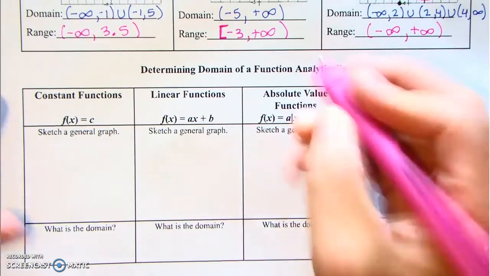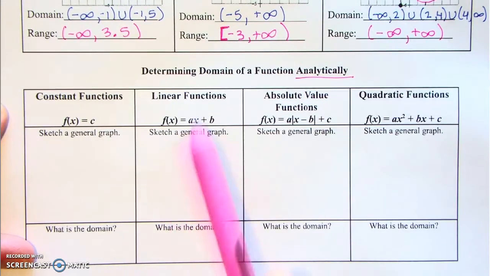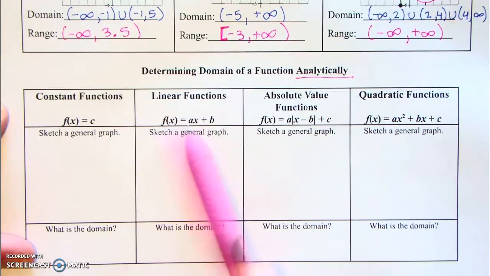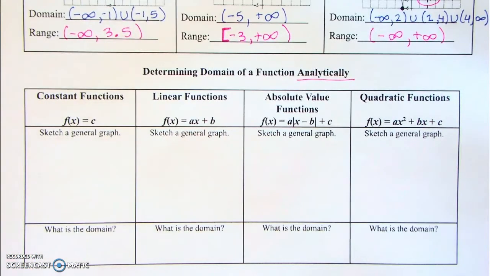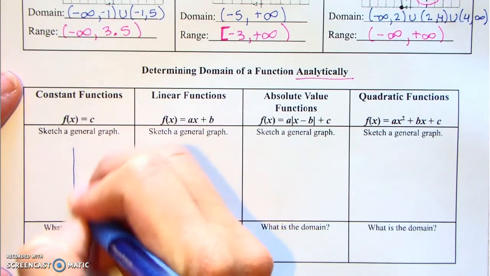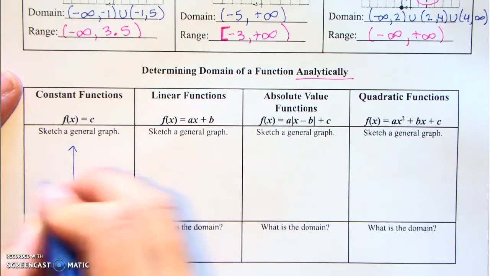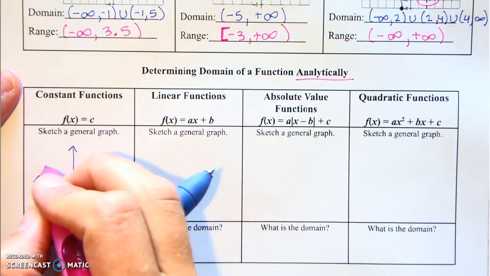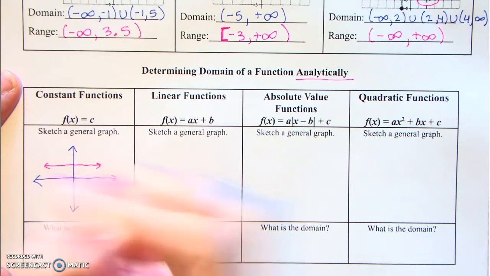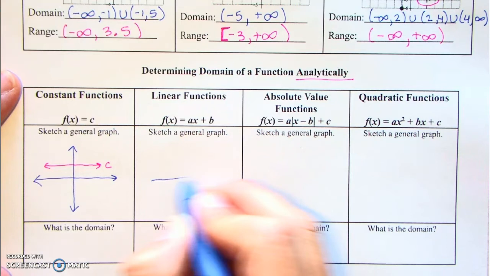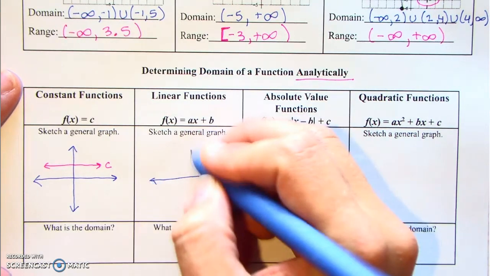Okay. Analytically. Analytically means not with a graph. It means based on your knowledge of the graph, we're just going to look at the equations, okay? But before we get into answering what's the domain, let's sketch a general graph. So this was kind of what your quiz was about, right? So you should be able to sketch a general graph of the constant function, which would just be a horizontal line at C. I'm going to do all the graphs first.